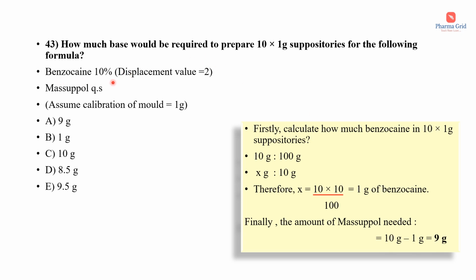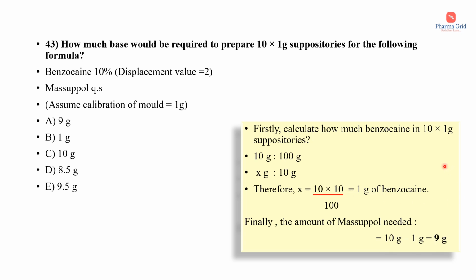So 10% means 10 gram is present in 100 gram. We need to find out the amount of benzocaine present in 10 gram. Take it as X. Therefore, X is equal to 10 into 10 divided by 100, that is equal to 1 gram of benzocaine. So the amount of benzocaine present in 10 gram is equal to 1 gram.